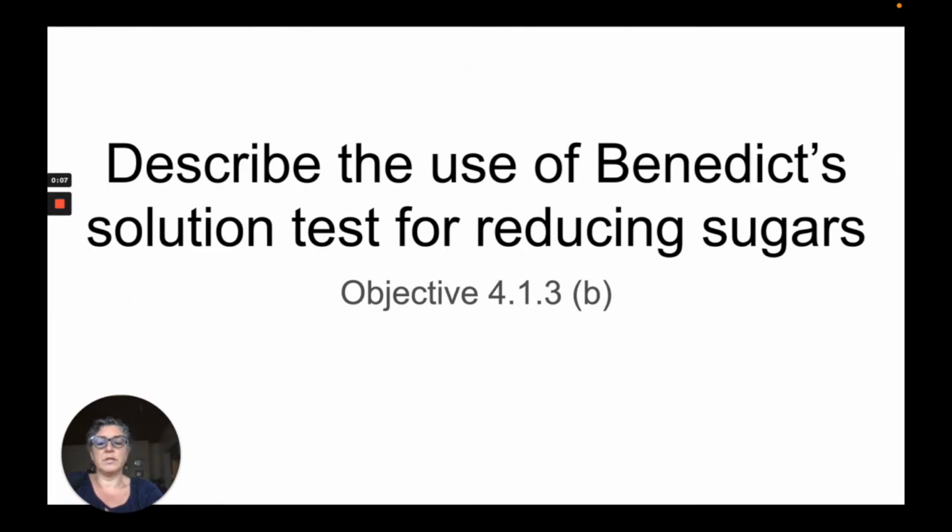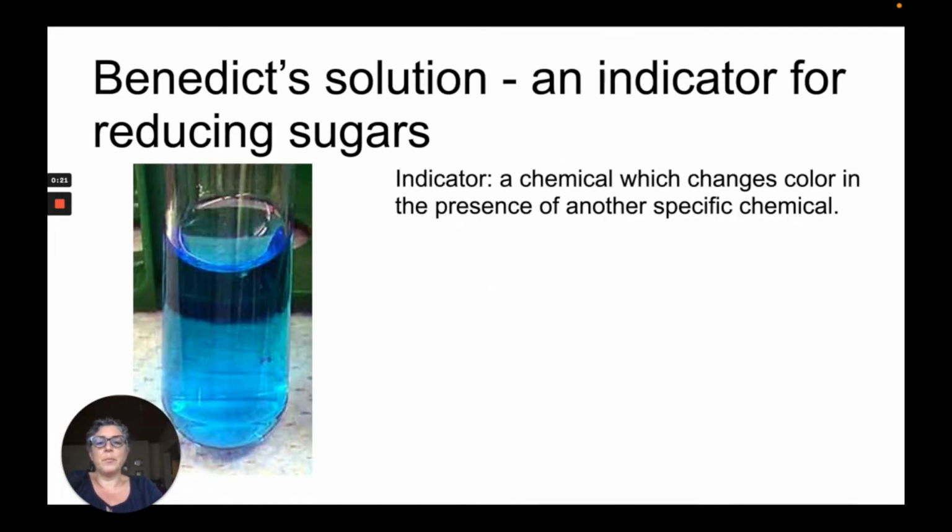This video covers the IGCSE Biology Objective 4.1.3b on the 2025 CAIE syllabus, to describe the use of Benedict's solution test for reducing sugars. So Benedict's solution is pictured here.